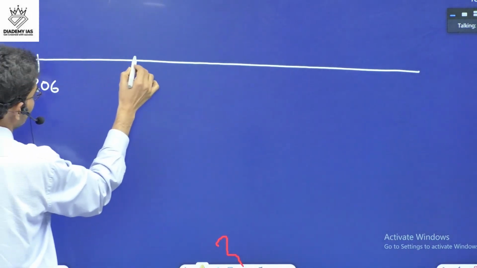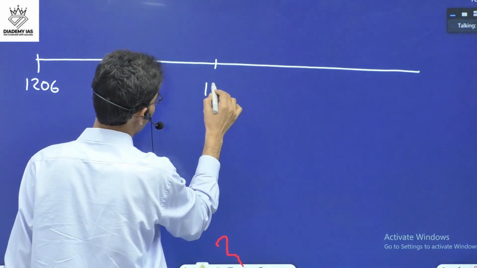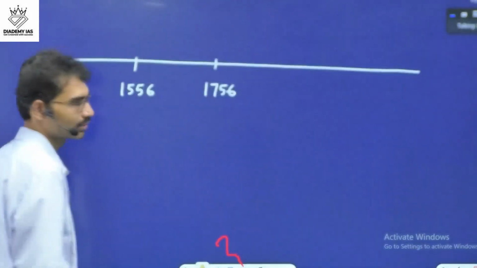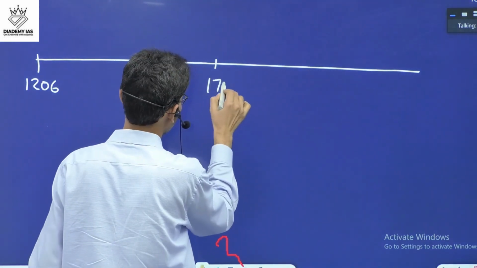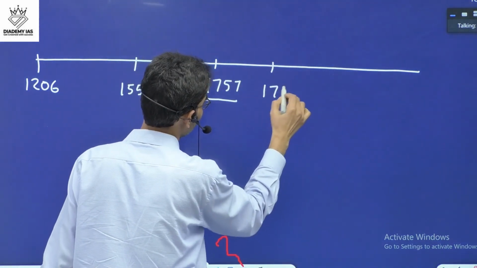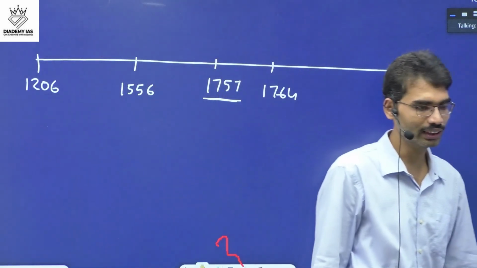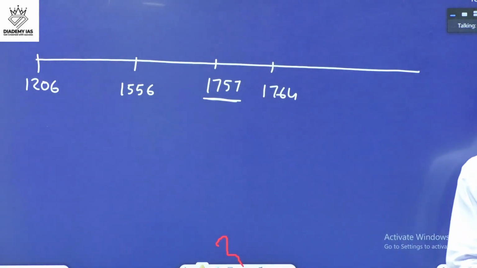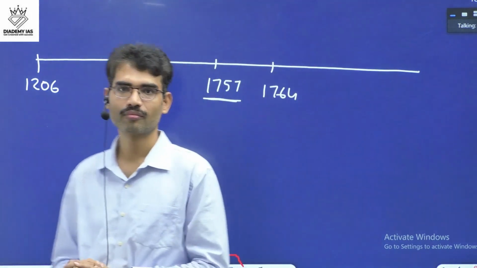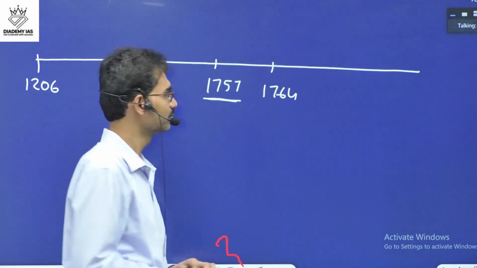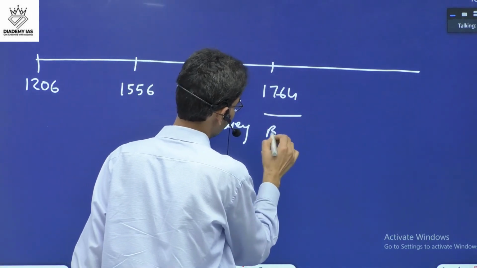1200 or 1206 we consider a landmark, 1556 or 1756 or 1757 is considered as another landmark, 1764. Shabari, what is 1757? Any idea what is the significance of 1757? One battle took place, the Battle of Plassey, and the Battle of Buxar.